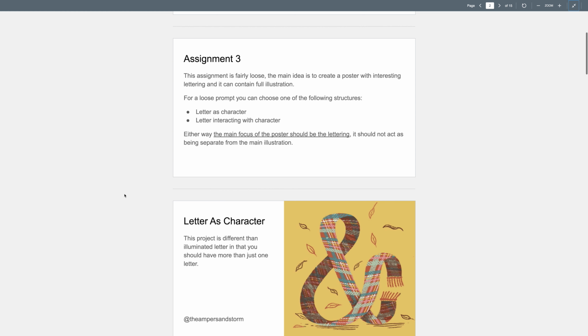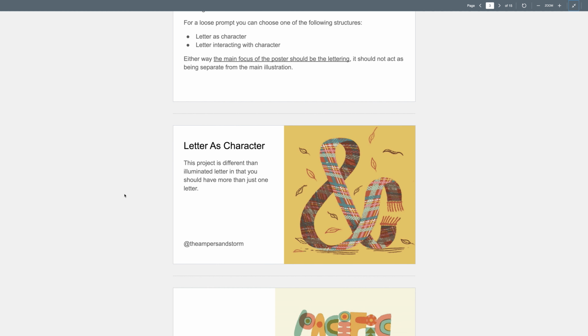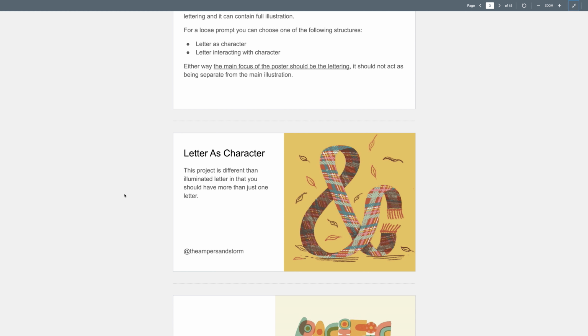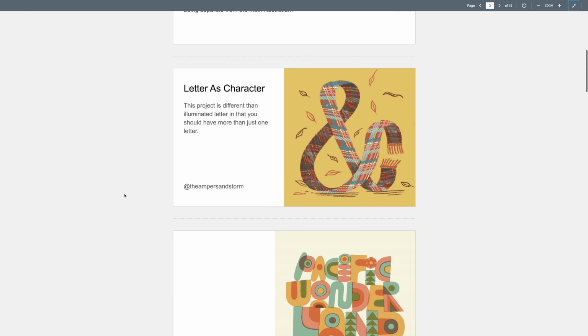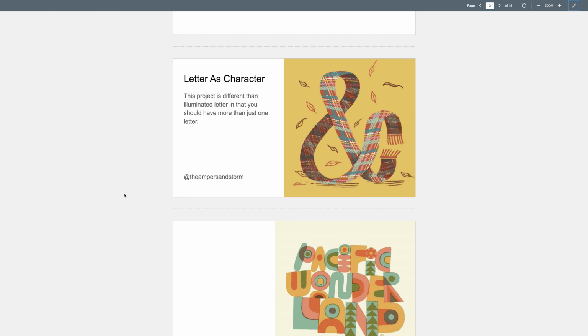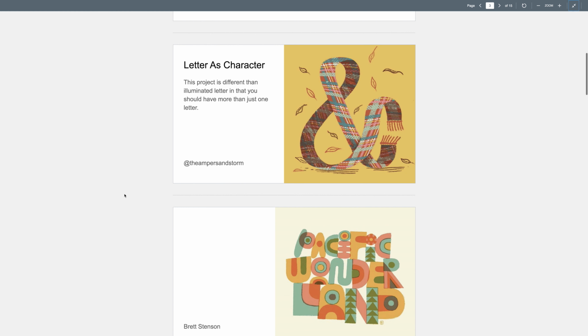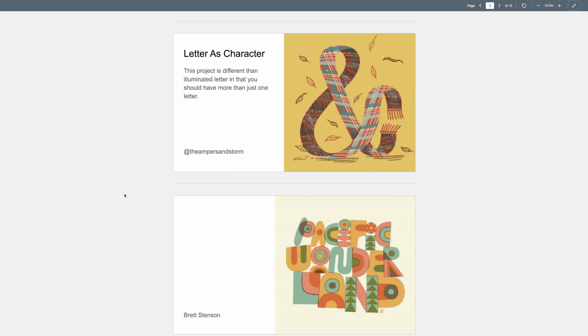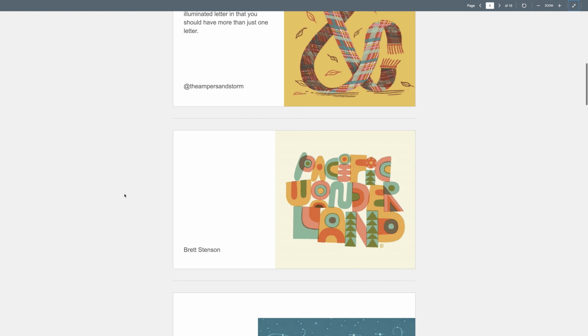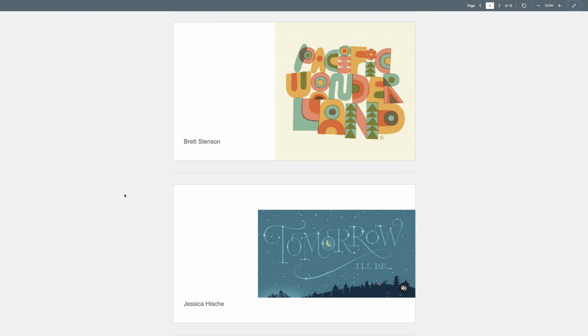So we'll start with some examples. Thinking about letter as character, this project could feel kind of similar to Illuminated Letter, but it will be different in that I really want you to have more than one letter. So the letters themselves can have a character feeling to them. I want you to pay attention to detail and be attentive to how the letters affect the image. But this is just one approach.